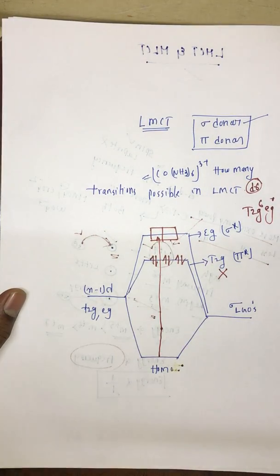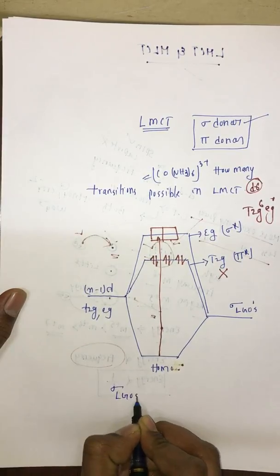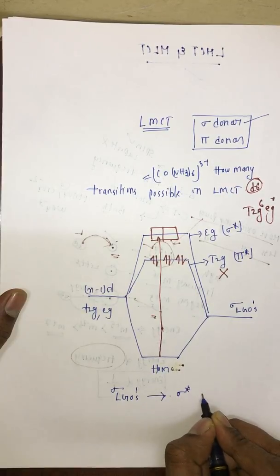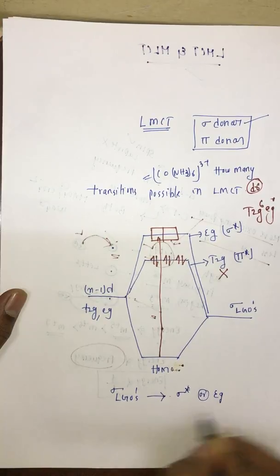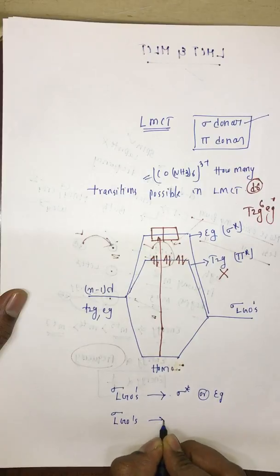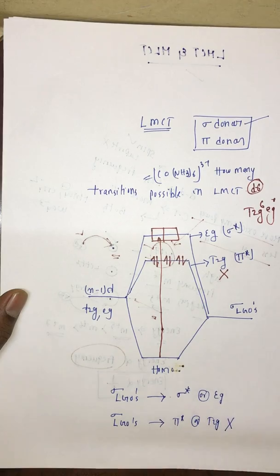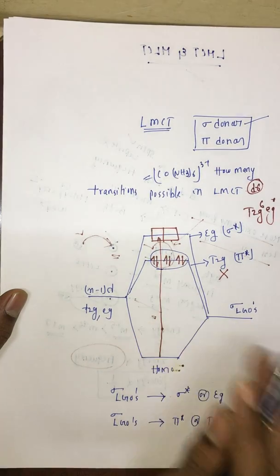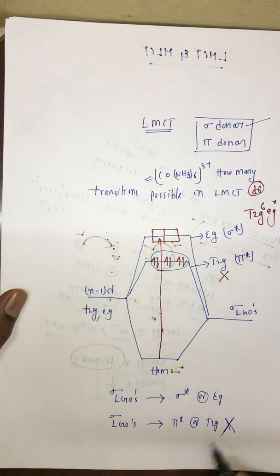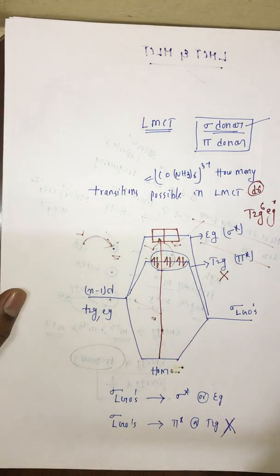Okay, so only one transition is allowed, that transition is sigma LGO to sigma star, or we can say Eg. And sigma LGO to pi star or T2g is not allowed, because the T2g orbital is already completely filled. So because of that reason this transition is not allowed. So here we are talking about only sigma donors. About pi donors I will talk later.